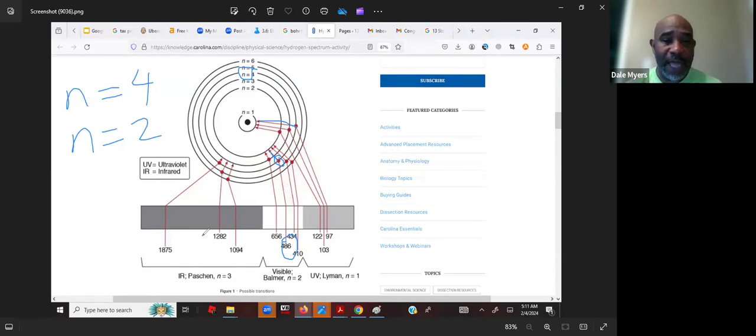The same thing goes here. If I was at energy level 6 and went to energy level 3, well, here's 6 going down to 3. It gives off something with a wavelength of 1094. Again, it happens to fall in the infrared spectrum. So I just want to take a quick look to show you how this all works.